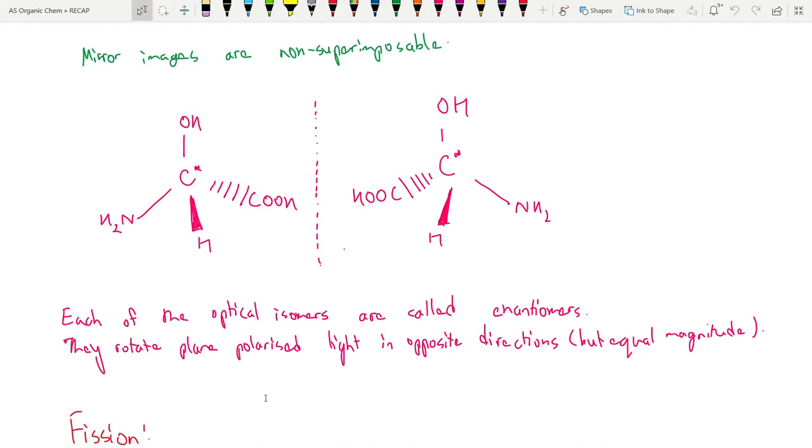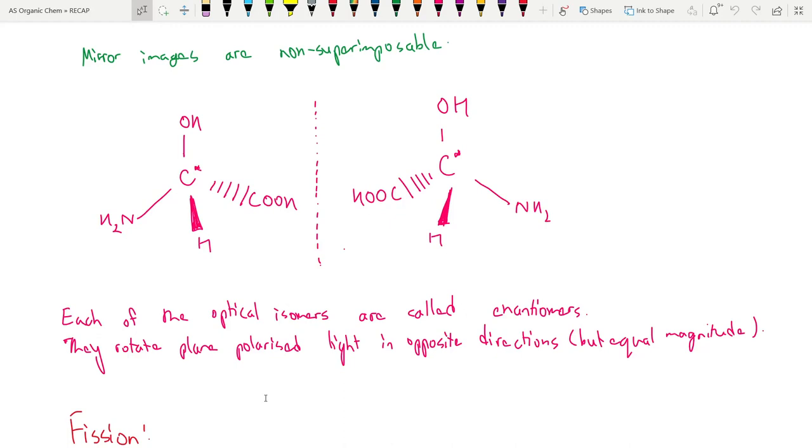Plane polarized light only oscillates in one plane, basically. So each enantiomer rotates plane polarized light in different directions. For example, the one on the right may rotate it clockwise, dextrorotatory, and the one on the left may rotate it anticlockwise, which is levorotatory, right?